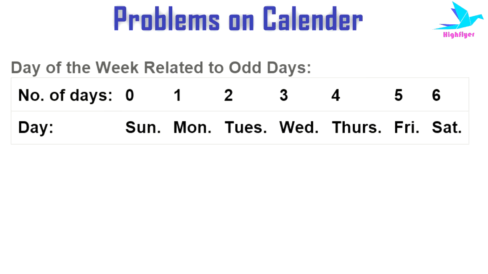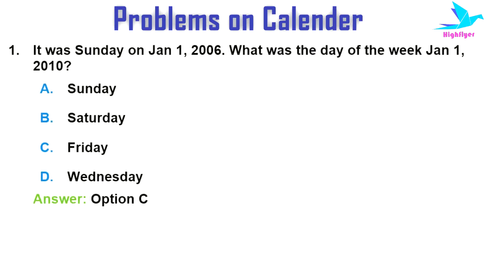Now let's look at some questions. It was Sunday on January 1st, 2006. What was the day of the week on January 1, 2010? The options are Sunday, Saturday, Friday or Wednesday. The right option is option C, Friday.